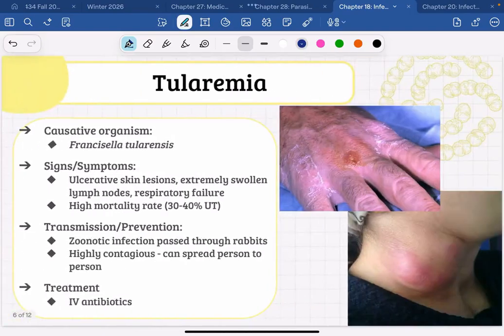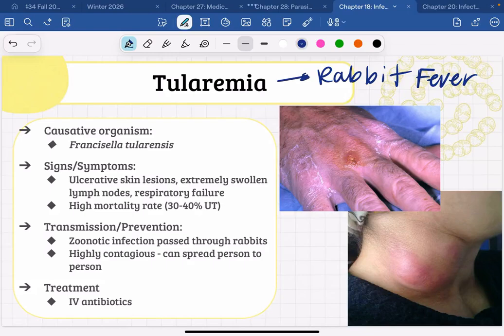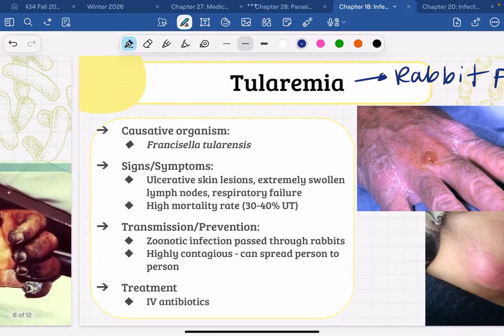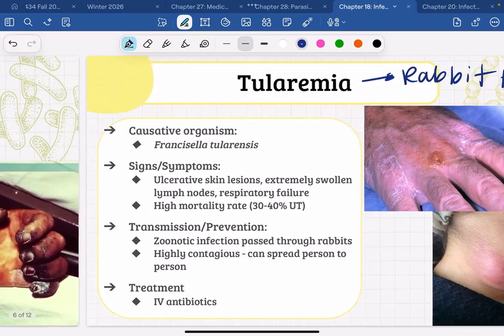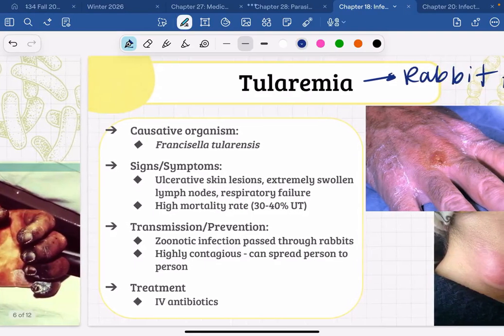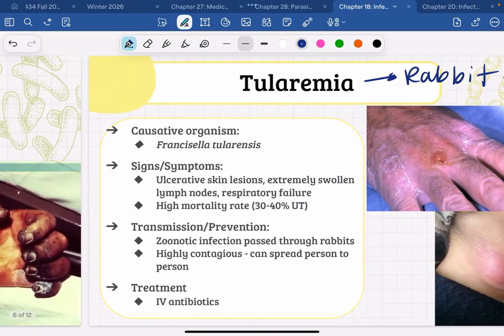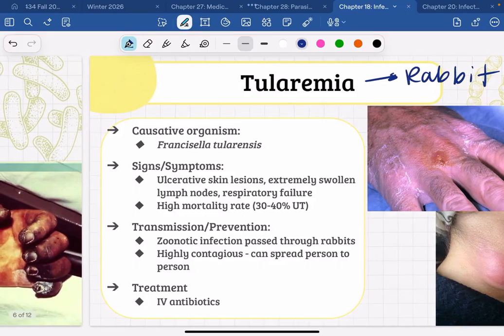Okay. Our next one is tularemia. And tularemia is more commonly known as rabbit fever. It's called rabbit fever because it's a zoonotic illness spread through rabbits. And it can be spread through any type of being around rabbits. I actually read in your textbook, I didn't know this before, which is crazy to me, that it's highly, highly, highly contagious.